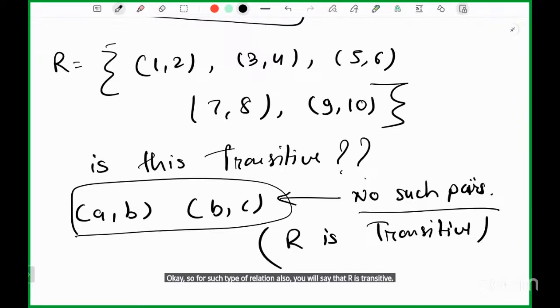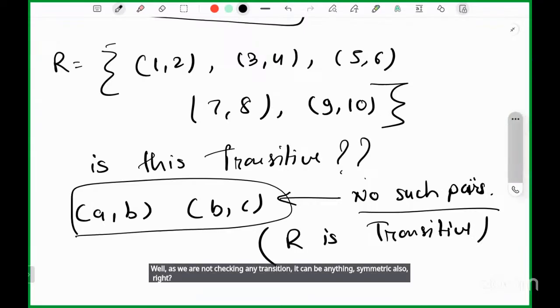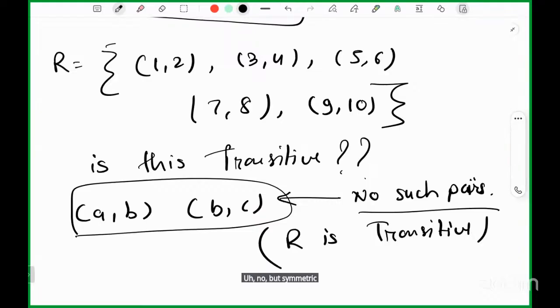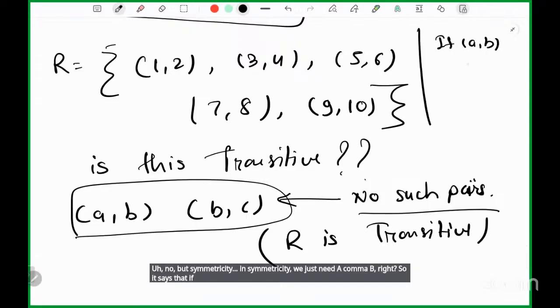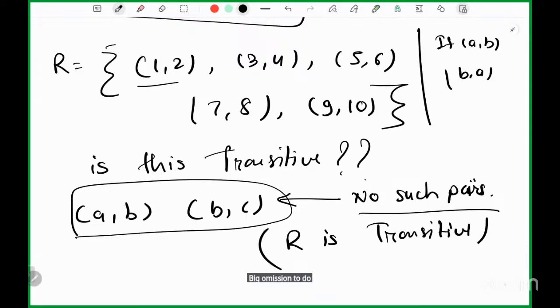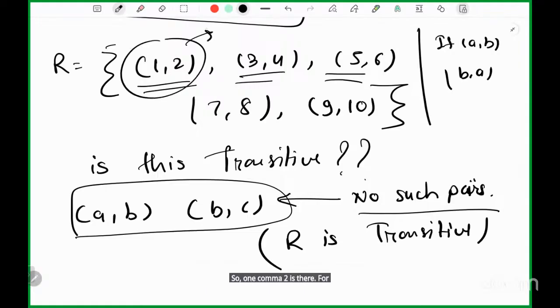Is that okay? Ma'am, if we are not checking any condition, it can be anything, symmetric also, right? No, but in symmetricity, we just need A comma B. It says that if any pair A comma B is there, B comma A should be there. So here there are pairs, right? 1 comma 2 is there. For 1 comma 2, the symmetric pair would be 2 comma 1, which is not there. So it's not symmetric.